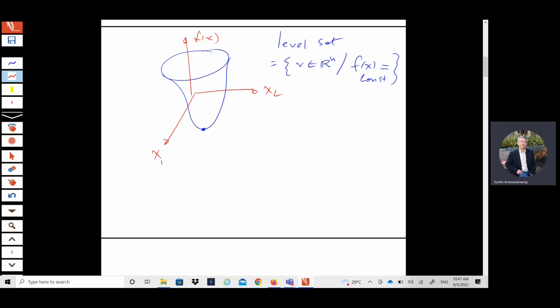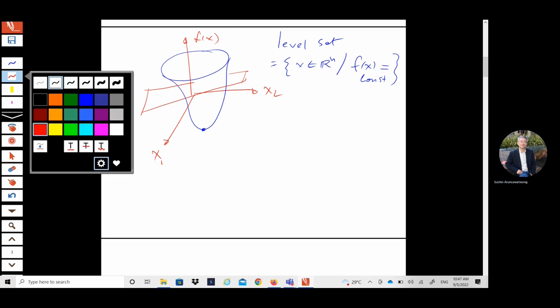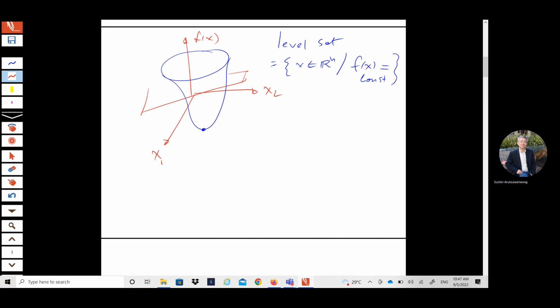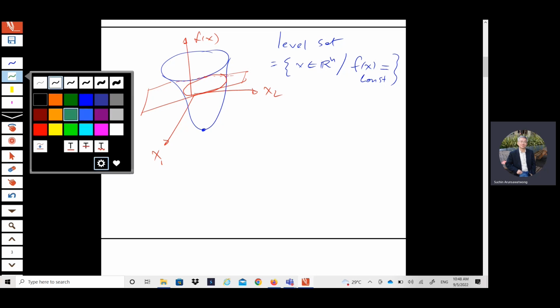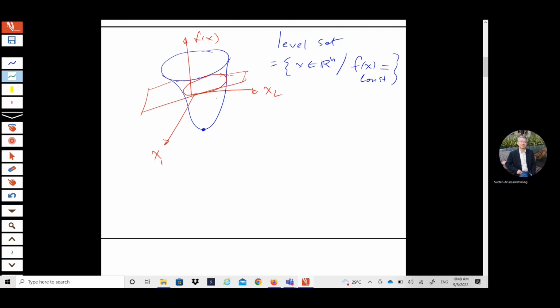So when you cut this with a plane, it generates a contour, and we project this onto the x1, x2 plane. My drawing is not very good. Let's say f(x) equals a constant C, let's say C1.